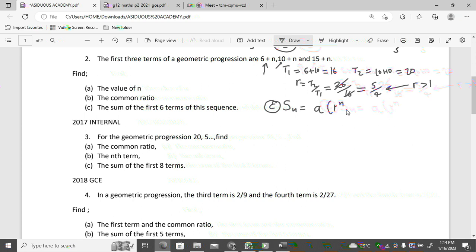Okay, so because it's greater than 1, we're going to use a open brackets r to the power n minus 1 over r minus 1. We need to know this. So if it was less than 1, we would have used a 1 minus r to the power n over 1 minus r. So we're talking about the sum of the first 6 terms. This is going to be equal to a, the first term in this question. What's the first term?